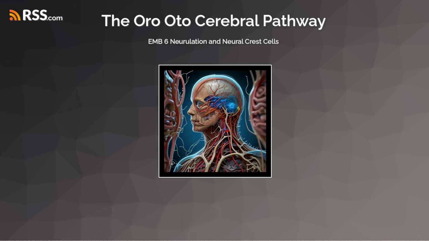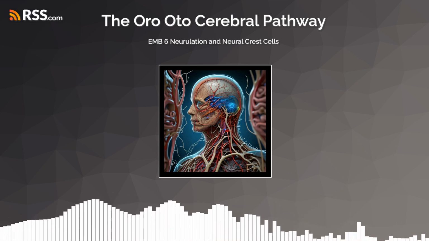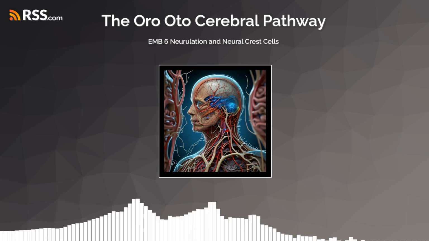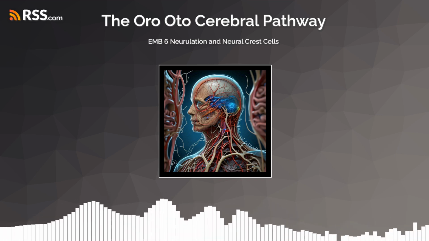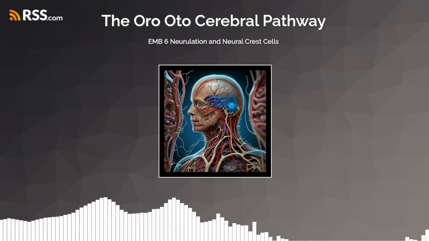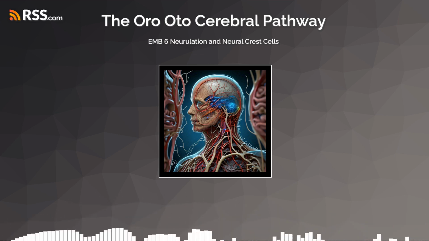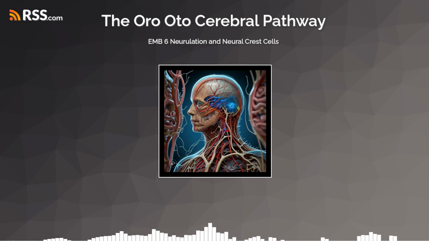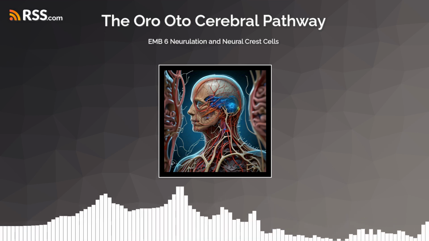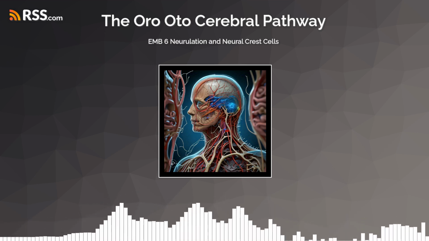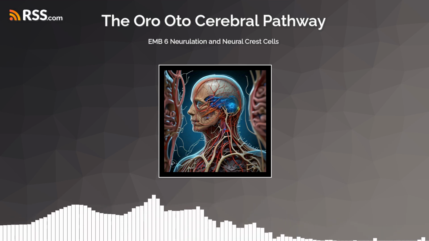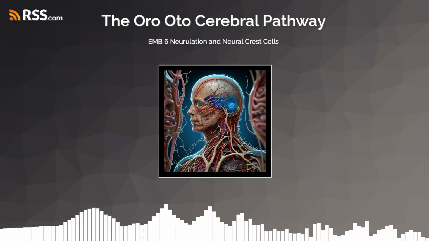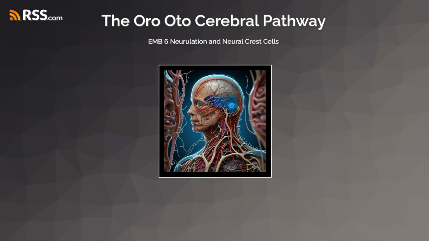According to some authors, the primitive node is the one that induces the overlying ectoderm to thicken to form the neuroectoderm, that is, neural plate formation. This process is neural induction. And this neural induction is possible because of the interplay between two secreted molecules in the region, the bone morphogenic protein BMP and fibroblast growth factor FGF.